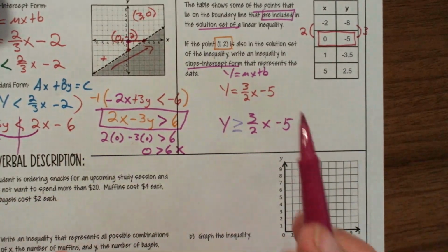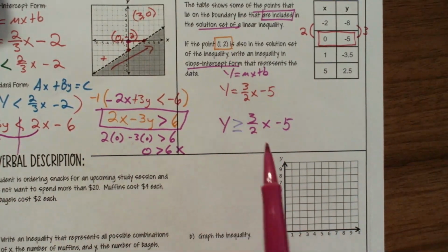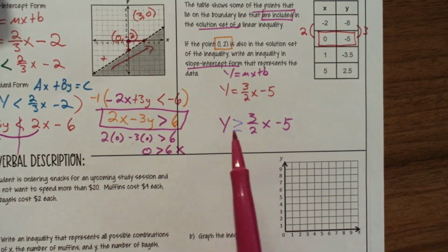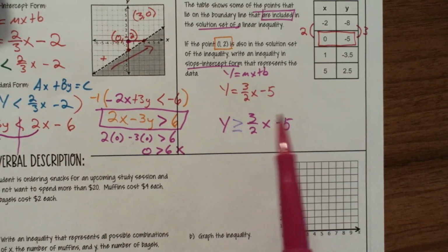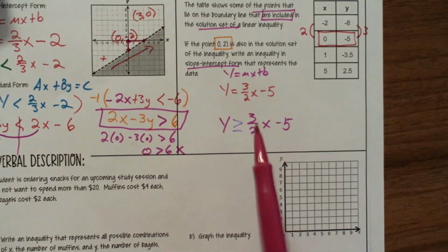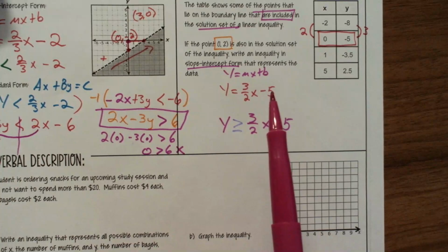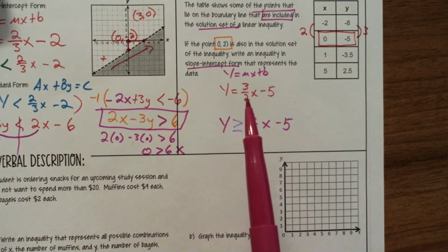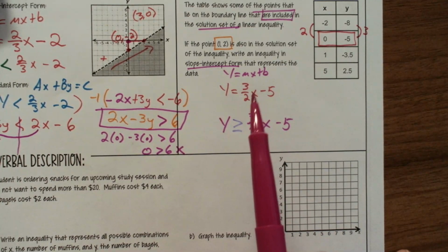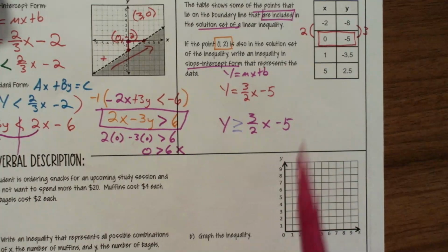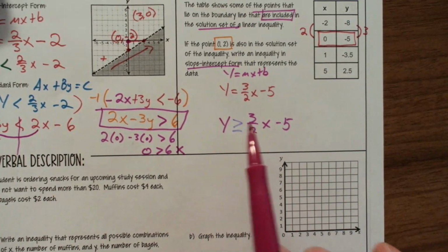You can also solve this algebraically. Plug in 1, plug in 2, and see if it's supposed to be 2 is greater than or equal to this, or if it's supposed to be 2 is less than. And judging because of the negative 5, 3 halves is 1.5. 1.5 minus 5 is negative 3. So 2 is supposed to be greater than or equal to negative 3.